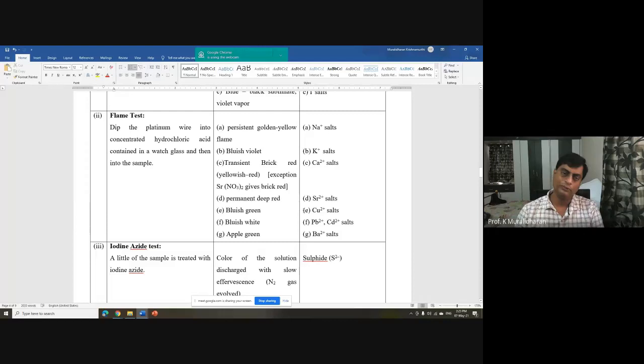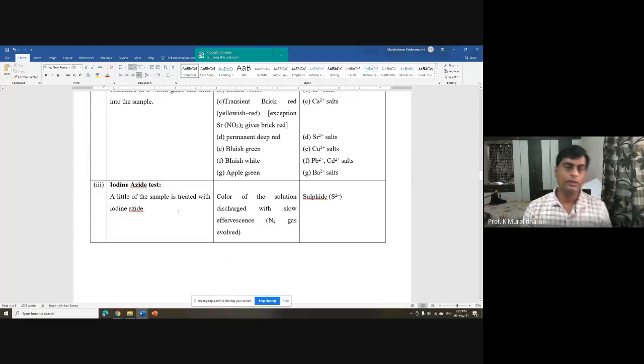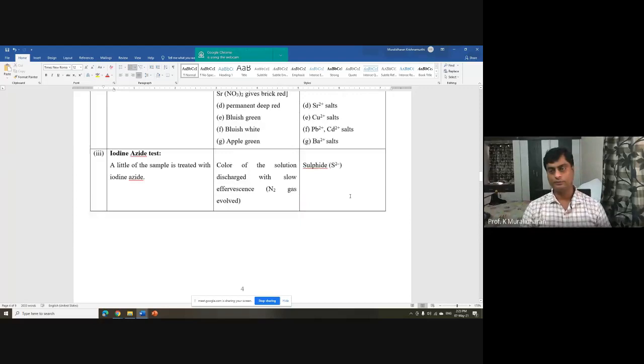And the third test will be the iodine azide test. So a little amount of sample is treated with the iodine azide. The color of the solution is discharged with slow effervescence. There will be bubbles coming out from this, right? So that means maybe the presence of sulfate salt here.